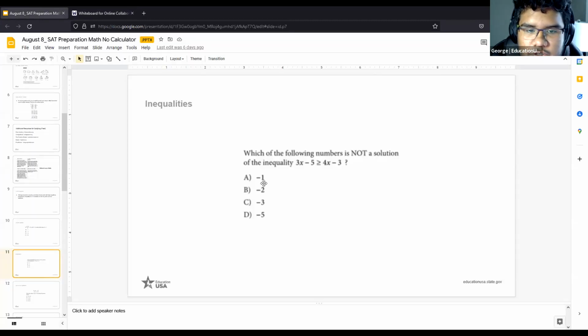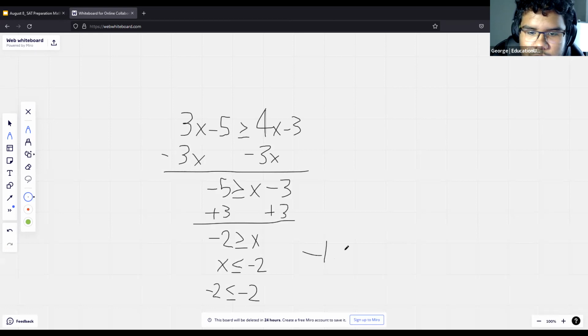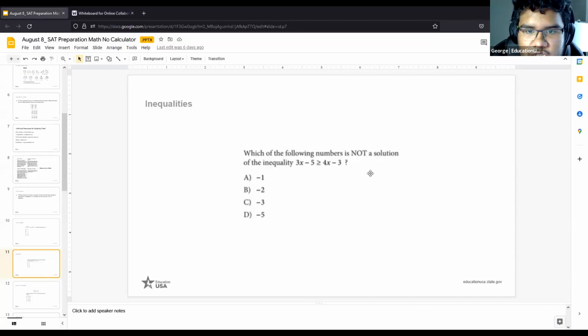However, when we look at the answer -1, when we look at this, writing -1 is less than or equal to -2, that's incorrect because -1 is actually greater than -2. So therefore, it's not a solution of the inequality, and it's therefore the answer that they're looking for, that's being asked for here.